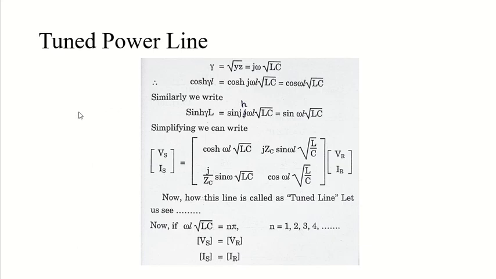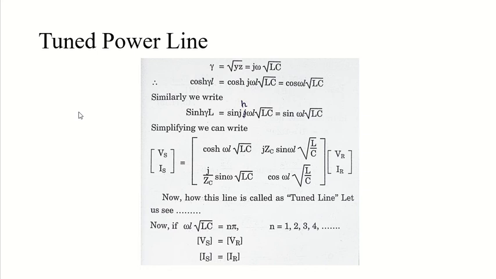Now, when we neglect the shunt conductance, which we represent by G, and the line resistance, which we indicate by R, we can write, instead of Y and Z, j omega under root of LC. So gamma, which was actually the square root of the product of y and z, can be written as j omega into under root of LC when we are neglecting the shunt conductance and the line resistance.